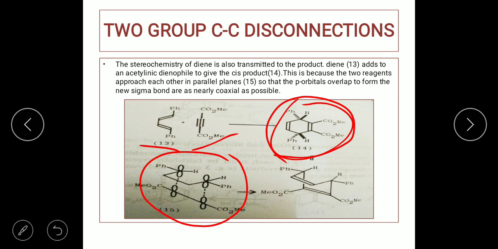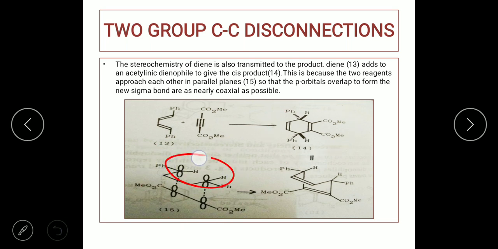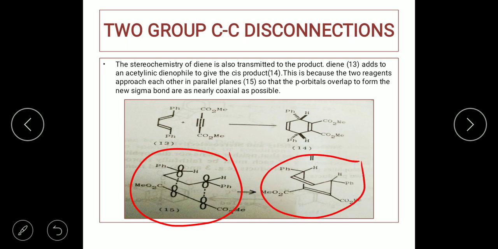You can see how the two orbitals of the diene and the dienophile are aligned parallel to each other. Once they are aligned in this format, where the orbital overlap is parallel between the diene and dienophile, it helps give rise to a product of this kind, where there is a double bond obtained in the cyclohexene ring.